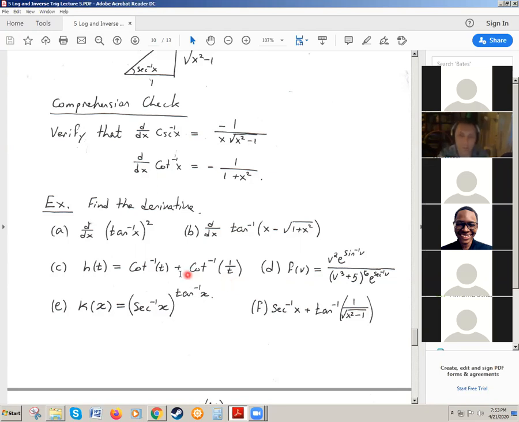You can try to find the derivative even directly. It's up to you how you work it. But I want to know what's the derivative of h, please.